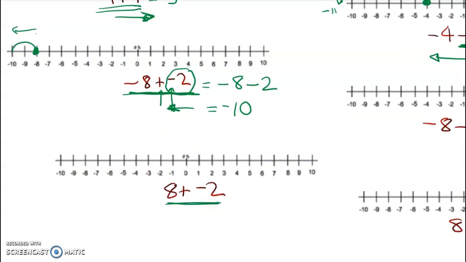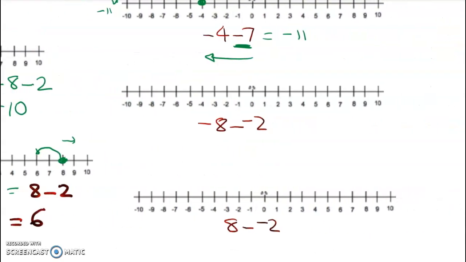This one here is 8 plus -2, so we're starting at 8. And again, we're thinking we're going to go that way, but the negative sign tells me to reverse. So instead we're going this way. So 8 plus -2, we can rewrite as 8 minus 2, and that's going to give me 6.